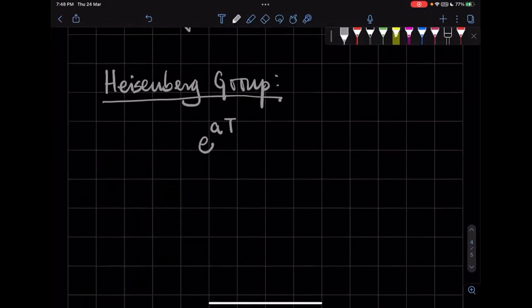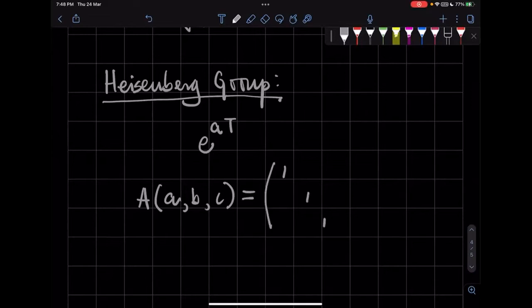So the Heisenberg group is three-dimensional, right? Because it has three generators. So an element of the Heisenberg group will depend on three real parameters, say A, B, and C. And you can verify that it's going to have this form. It's an upper triangular matrix.